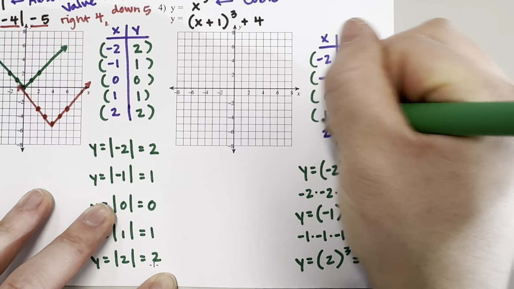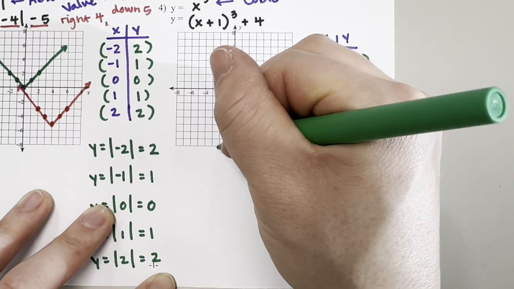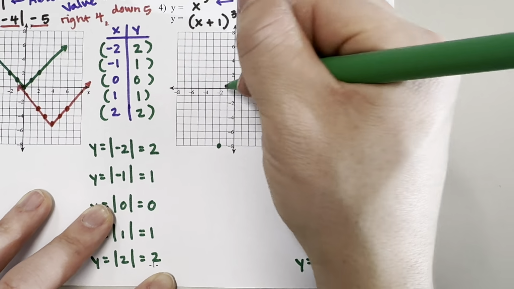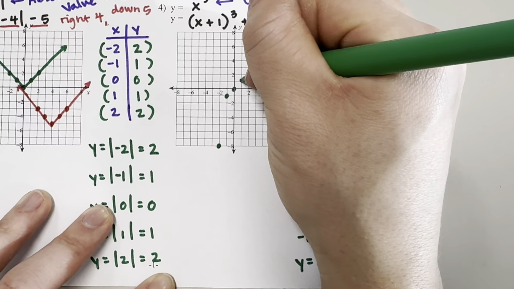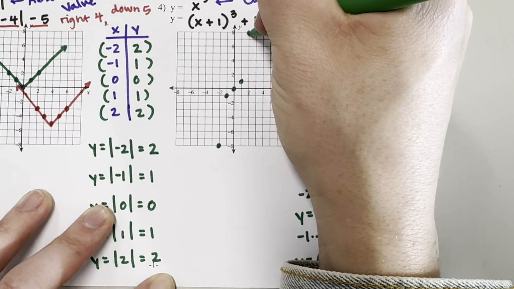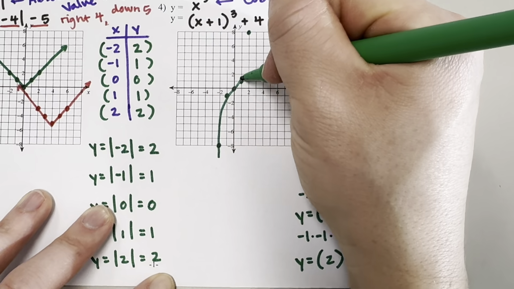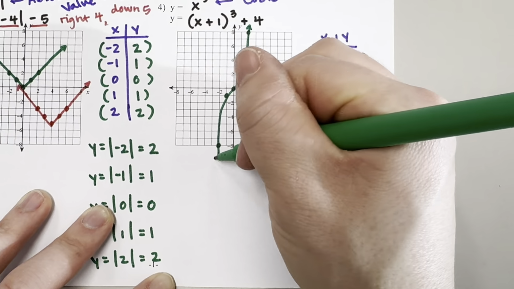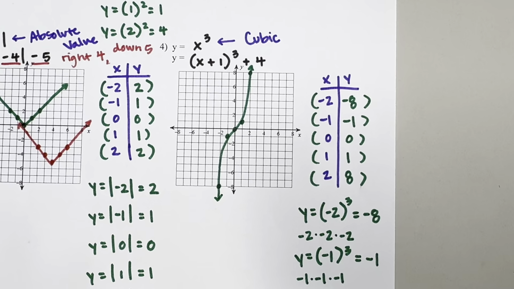So I have my coordinate points. Negative 2, negative 8 is my first one. Negative 1, negative 1 right there. 0, 0, 1, 1, and then positive 2, positive 8. Remember, this cubic function creates this tall, skinny S-looking type shape. But there is my parent function for this guy.